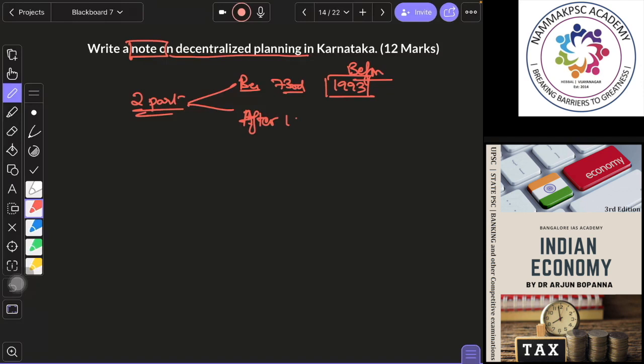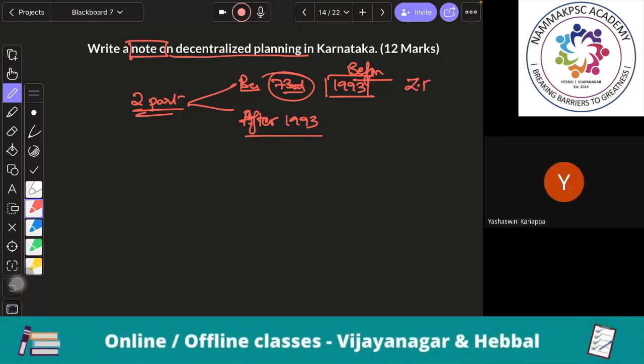Decentralized planning in Karnataka was actually very successful, and we were one of the better off states to implement decentralized planning, even before the 1993 Act, even before the 73rd Constitutional Amendment Act. Karnataka was actually doing well compared to many other states with respect to decentralized planning, especially the Zilla Parishad. They were playing a very important role.